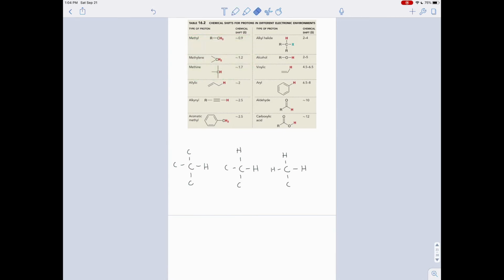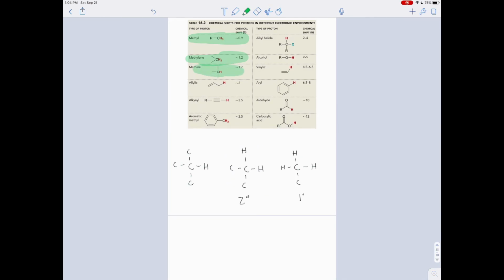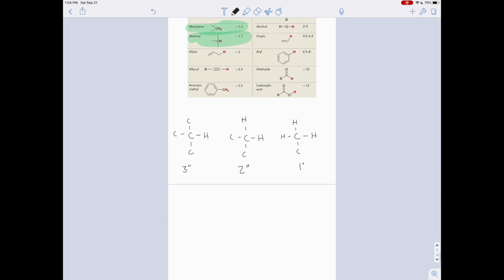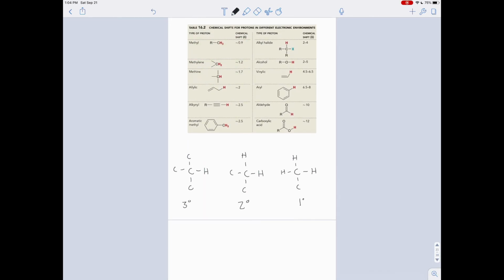So if you notice in the very top one, the methyl one, the carbon with the hydrogens on it is only bonded to one other carbon, and so it would be primary. Whereas in the second one, the methylene one, the carbon with the hydrogens on it is bonded to 2 other carbons, so it would be secondary. And in the third one, the carbon with the hydrogen on it is bonded to 3 other carbons, so it would be tertiary.